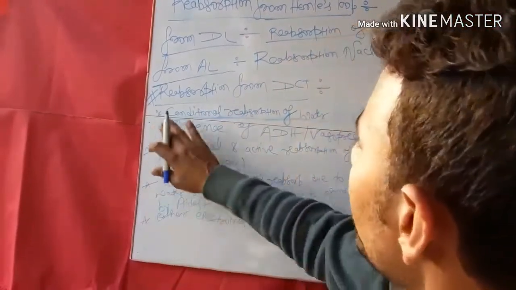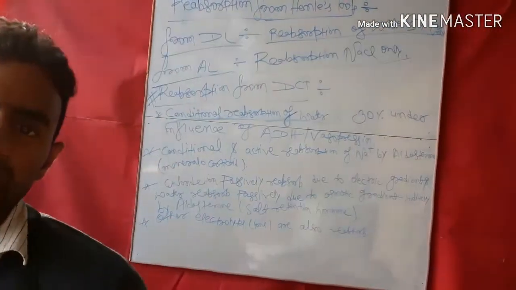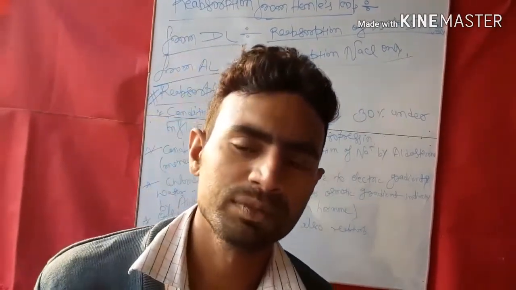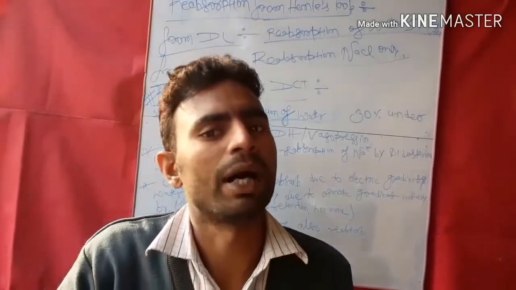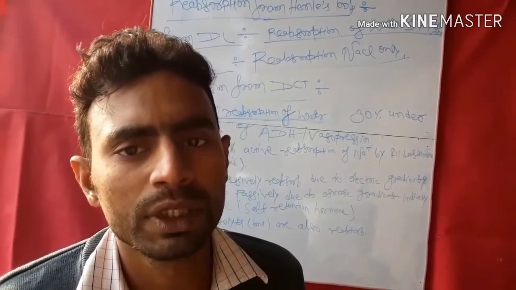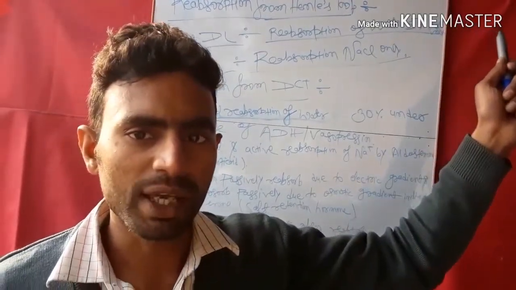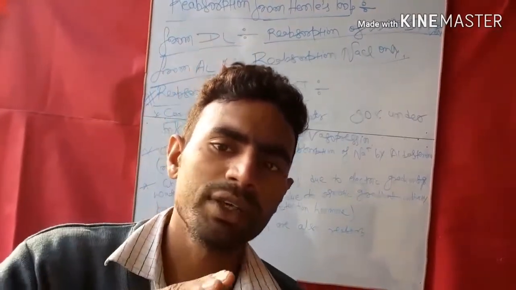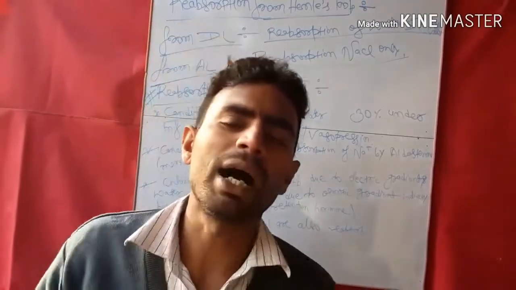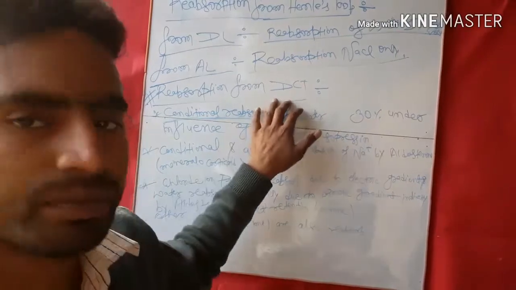Okay, second point, reabsorption from the distal convoluted tubule. You know that one nephron has three parts. The first part is called the proximal convoluted tubule. The second part is called Henle's loop, and Henle's loop has two parts, one ascending limb and another descending limb. The third part is called the distal convoluted tubule.